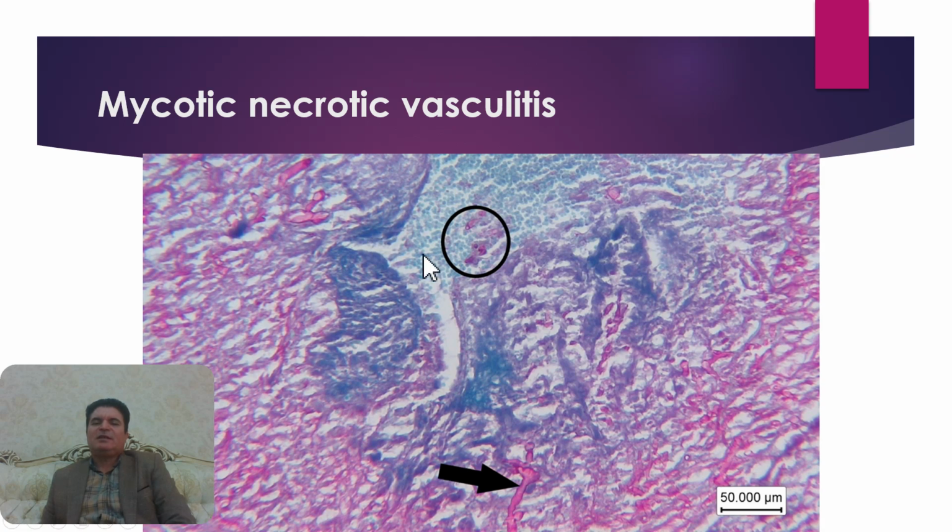This section is stained with PAS, periodic acid Schiff. You can see fungi hyphae here, longitudinal section here, and embolic hyphae within the artery. You can see the red blood cells green in PAS staining method.